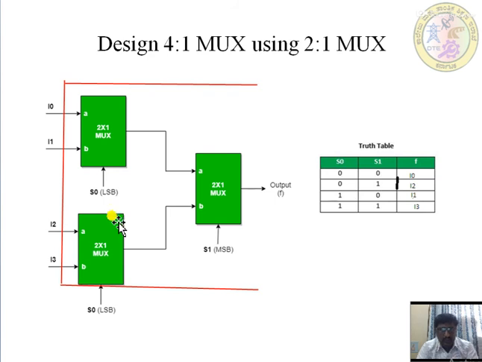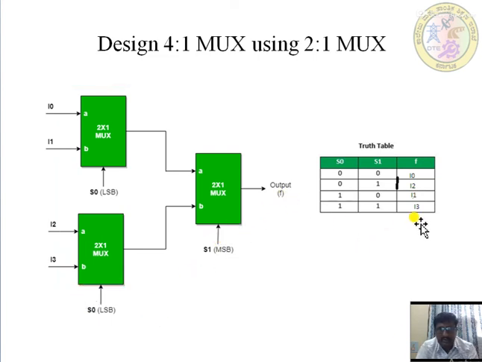See here, if I add these up, what I get is 4 inputs, 2 select lines and 1 output, a normal 4:1 mux. The first 2:1 mux has I0 and I1 as inputs. The second 2:1 mux has I2 and I3 as inputs. Their two outputs act as the inputs to the third mux. S0 is common to the first two muxes, and for the third mux it is S1.